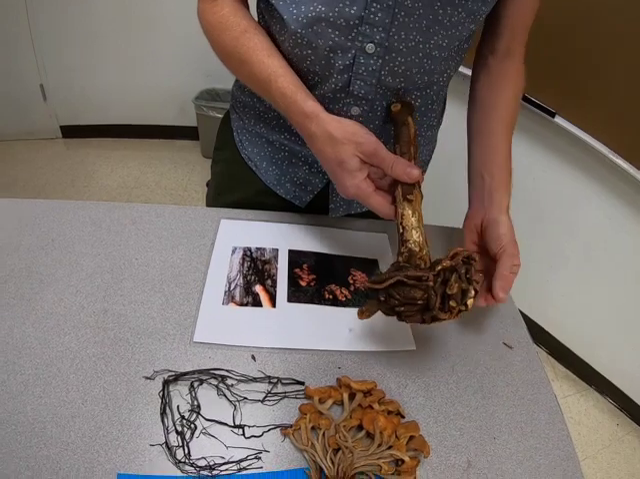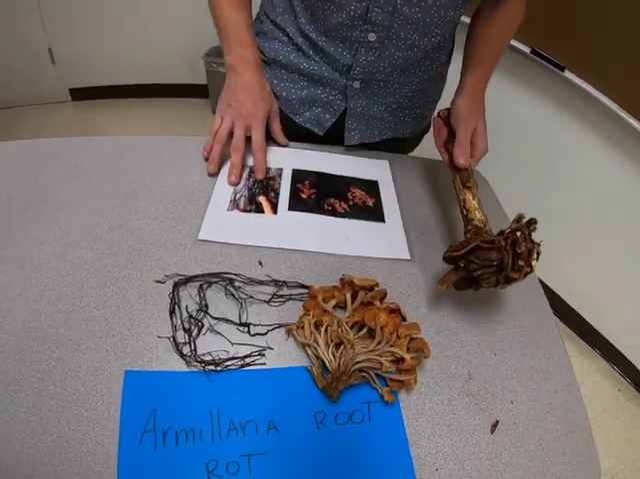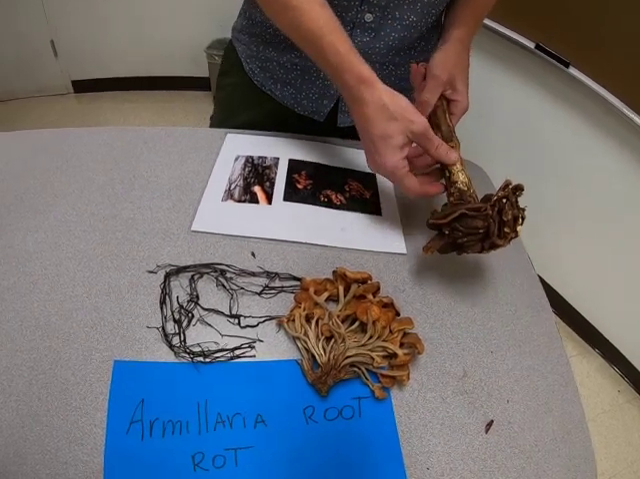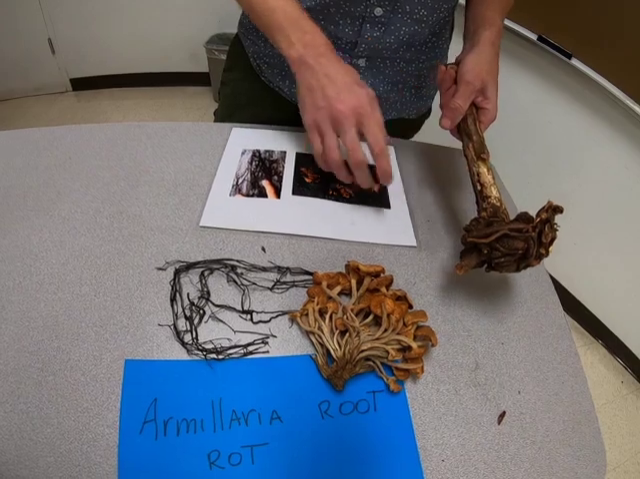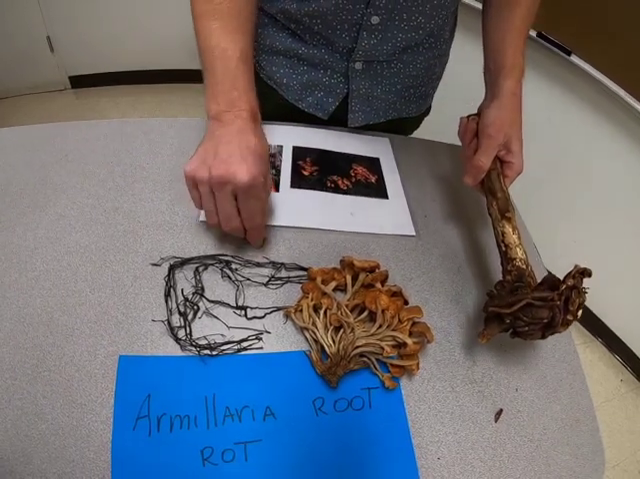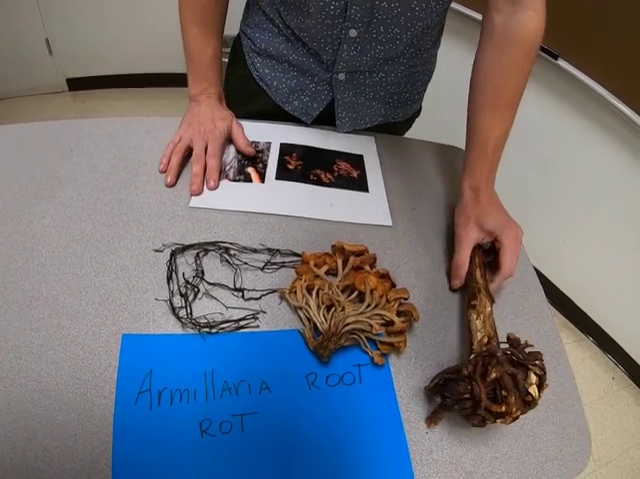And interestingly, I'll mention this, some of these Armillaria actually are bioluminescent. So if you were to look at some of these in the dark, if you were to peel away the bark, you would see that these actually will glow in the dark, which is pretty interesting. And that's just a bit of their natural history.